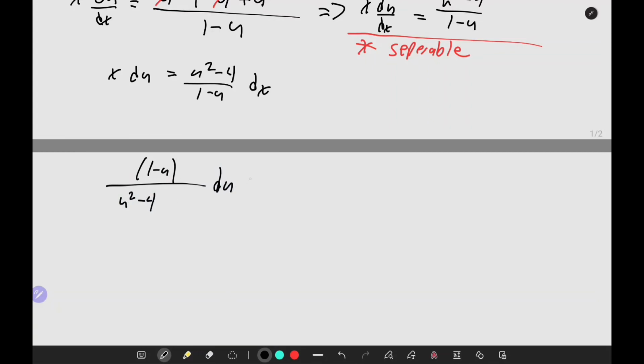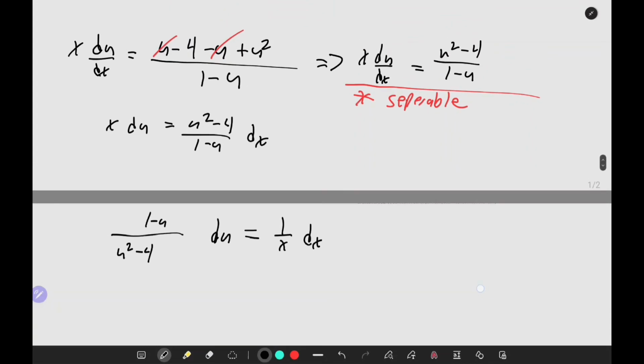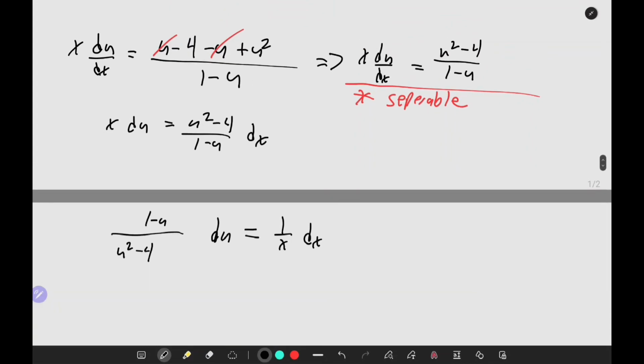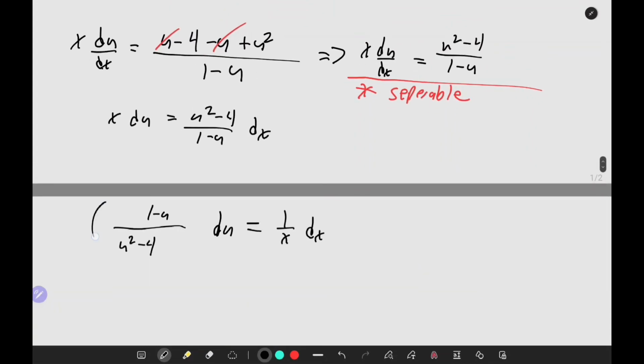So now we have this side. And then, we don't need this parentheses. And then for this side, we just divide by x. You see how I did that? So now that we're here, we can directly integrate these two sides, just like how we did in the last video. Now we have a separable equation, and now we just solve it the same way we solved the other ones.